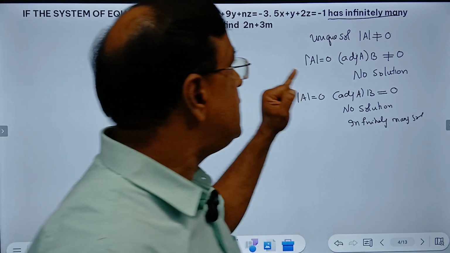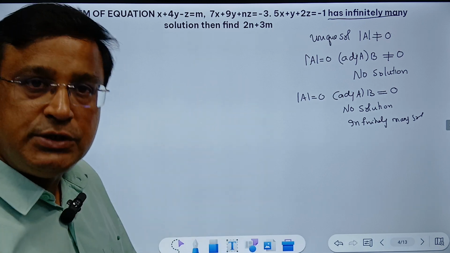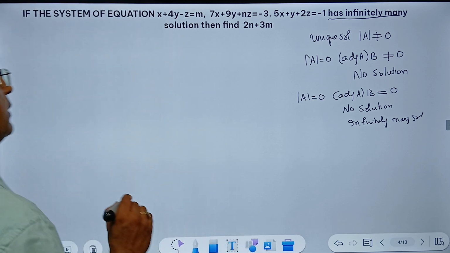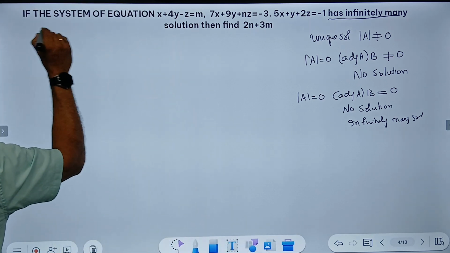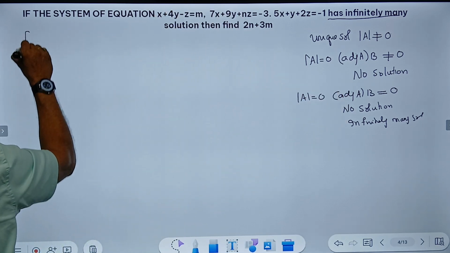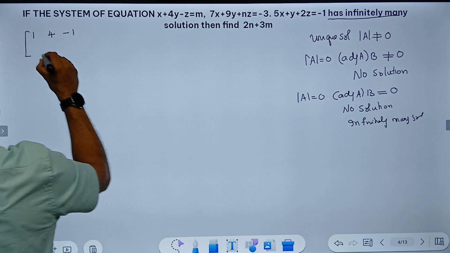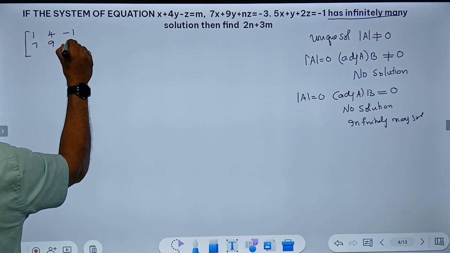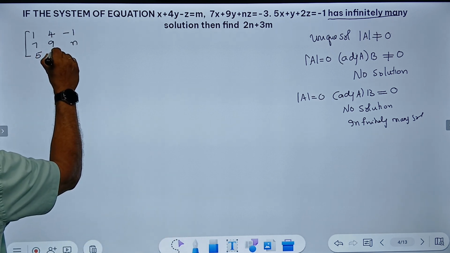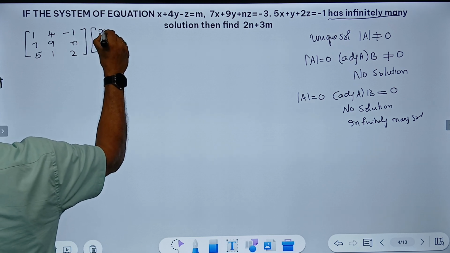Since the system of equations has infinitely many solutions, definitely determinant A must be 0 and adjoint of A into B must also be 0. So let's figure out how it works. Before we use this, let us find out what A is. Can I write this as 1, 4, minus 1, then 7, 9, n, and then 5, 1, 2. I'm using the matrix method. If you want, you can even use Cramer's rule and get it.